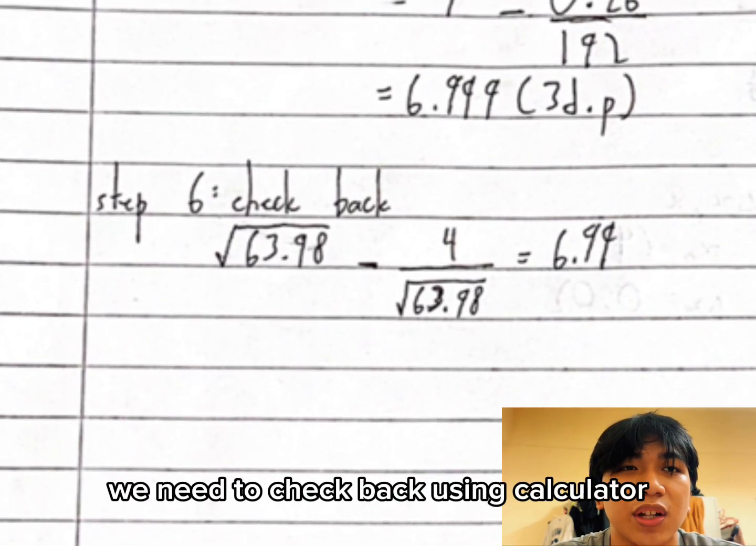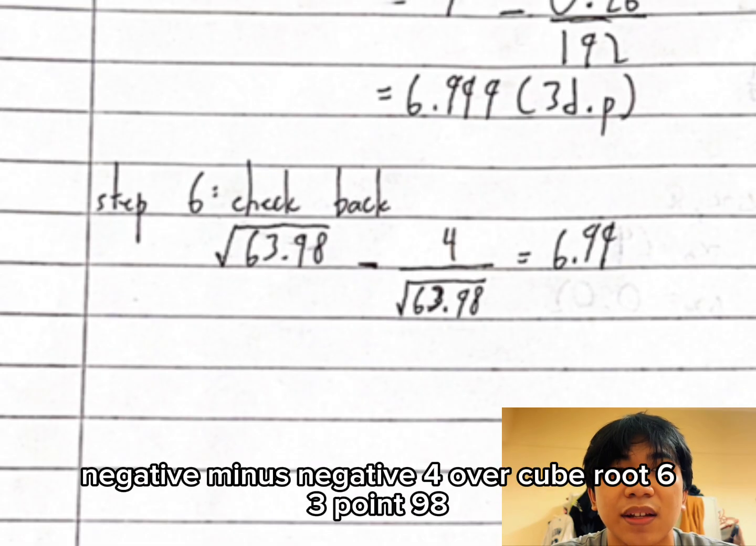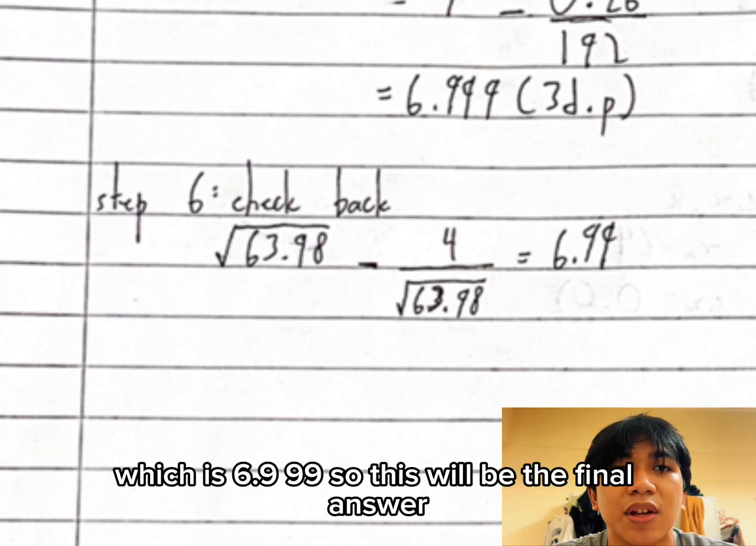For the last step, we need to check back using a calculator. So just type square root of 63.98 minus 4 over cube root of 63.98, and you will get the same answer, which is 6.999. So this will be the final answer.